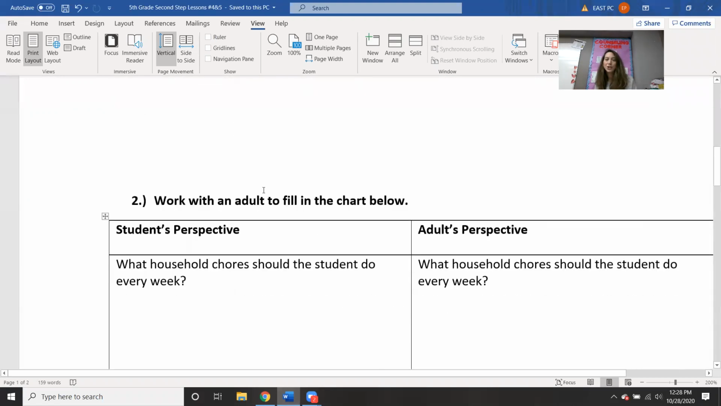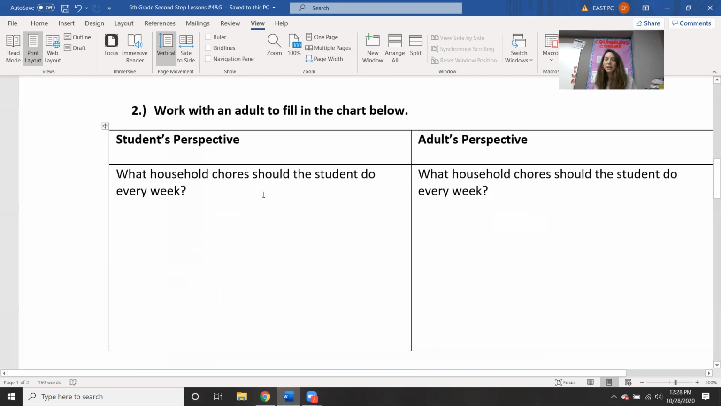And then in this chart below, you're going to have a little bit of fun doing an interview. So I would like you to choose an adult who takes care of you at home. Maybe it's a mom, dad, aunt, uncle, grandma, grandpa, and you're going to work with them and answer these questions. So where it says student's perspective, you're going to write what you think about this. And where it says adult's perspective, you're going to write what they say about it. So you do have to ask them.